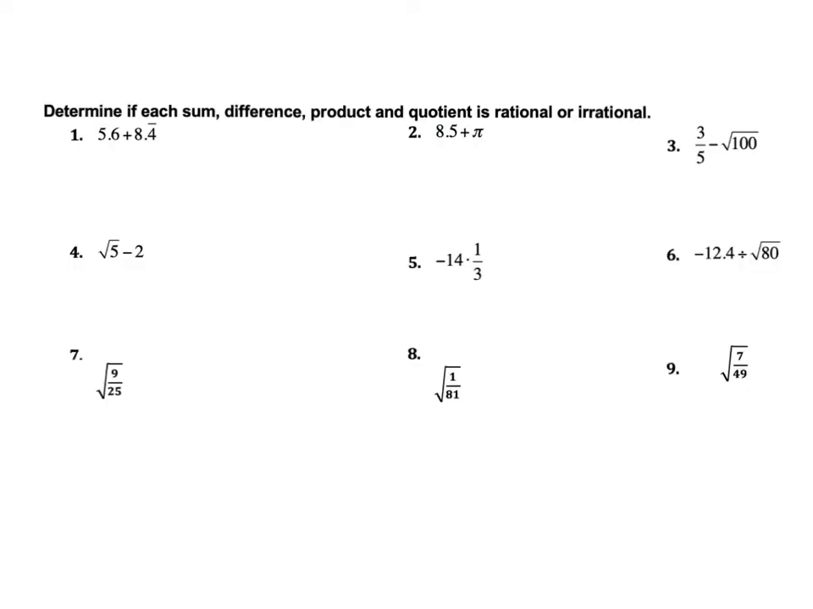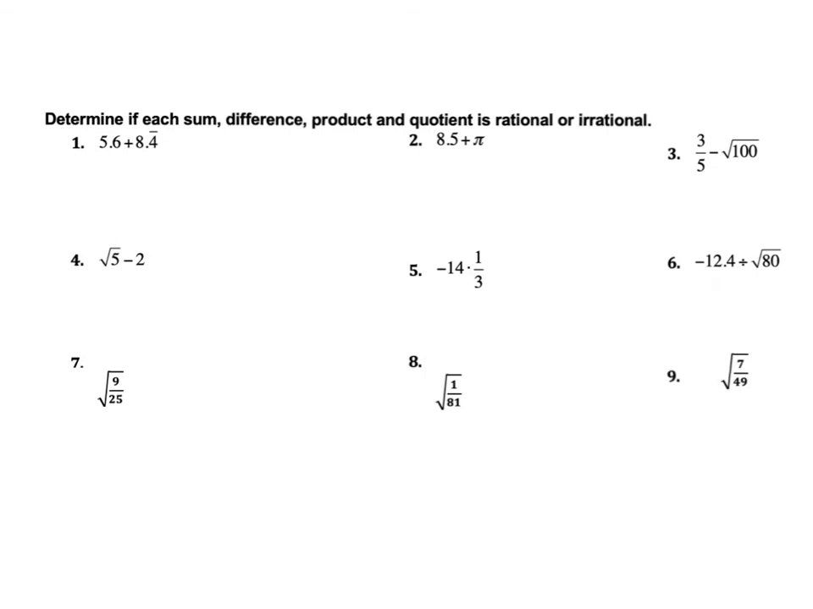All right, so let's determine if the sum, difference, product, or quotient is rational or irrational. Now, if any part of this is irrational, the whole thing is going to be irrational. So let's take a look at 5.6 plus 8.4 repeating. 5.6 is a terminating decimal. That's rational. 8.4 is a repeating decimal. That's rational. So the sum, adding it together, is going to be a rational number. I'm just going to put an R or an I in these to save a little bit of time. You can do the same.